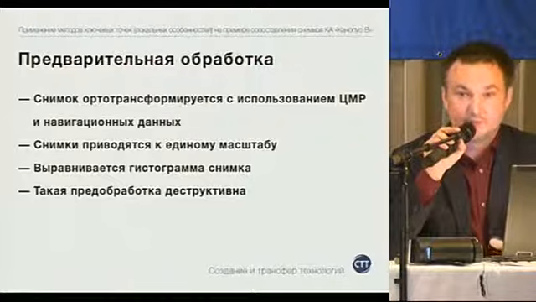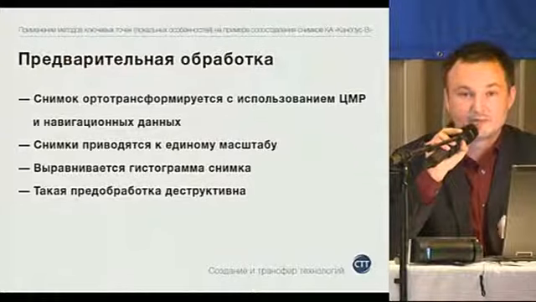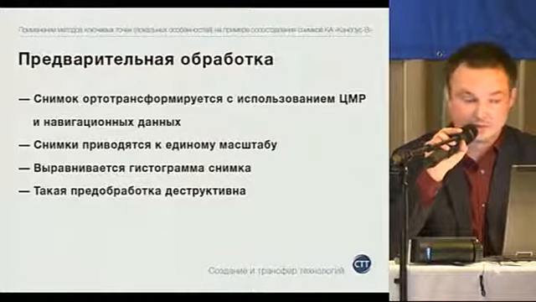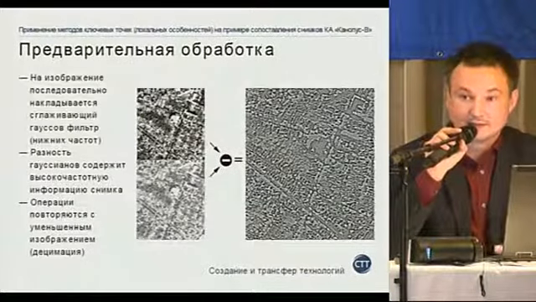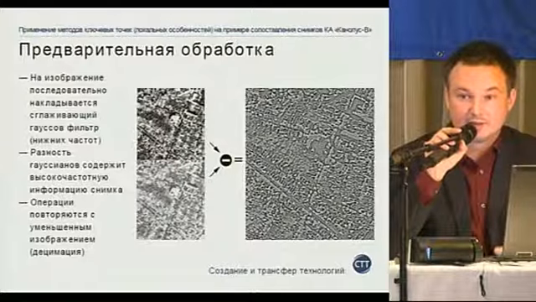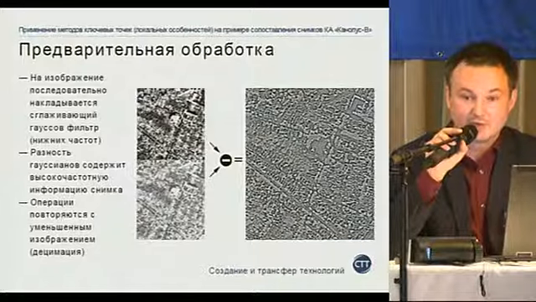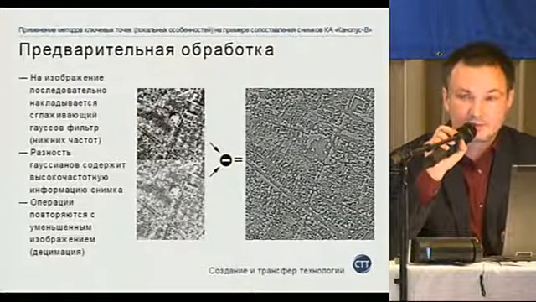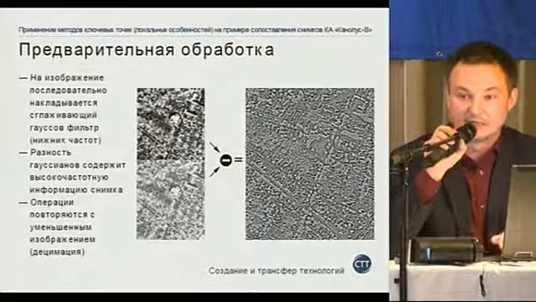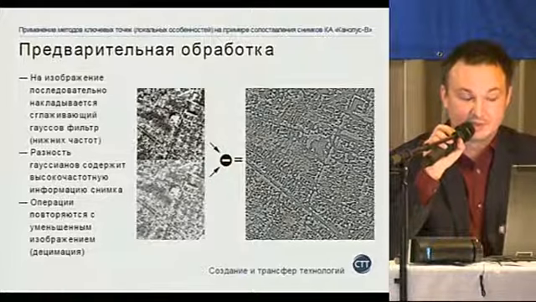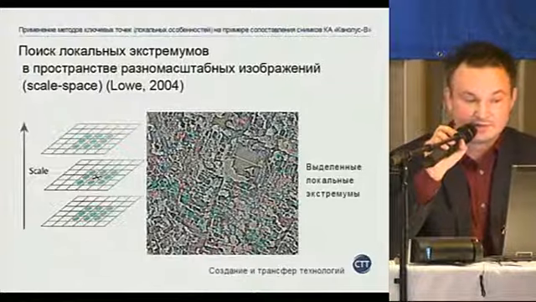Now, step by step, what do we do? First of all, we receive ortho-transformed, ortho-rectified images as an input, which is done by using navigation data. We also realign histograms of the images. Next two slides show the standard algorithms of detection of key points, and I would like to tell you that this image has some smoothing filters overlaid, and it contains some high-frequency information. You can see how these operations are happening. They're repeated for different scales of images.